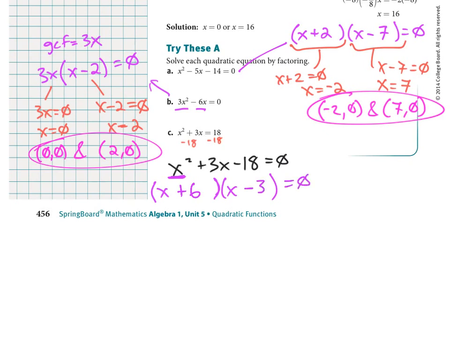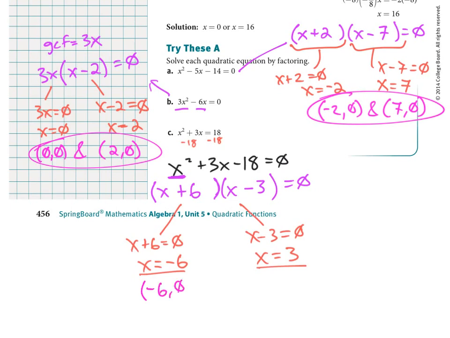Still equal to 0. After we factor, we split and solve. X plus 6 equals 0. X minus 3 equals 0. So over here we subtract 6 to get the opposite, negative 6. Add 3 to get the opposite, positive 3. So there are our x values of the roots. So let's make those x-intercepts. So this one would be at negative 6, 0, and the other one will be at 3, 0.